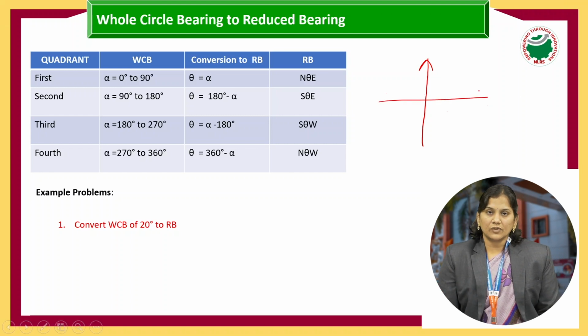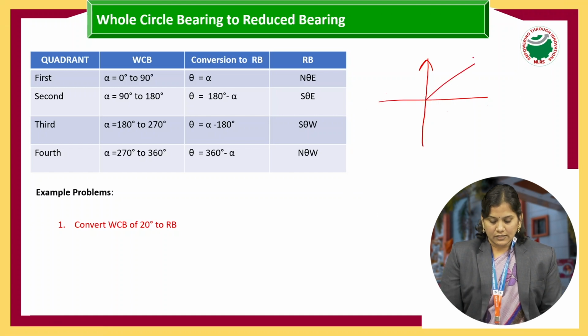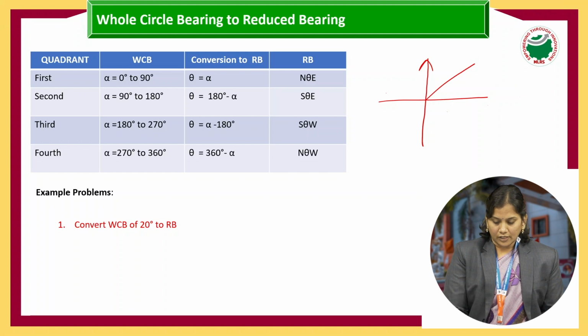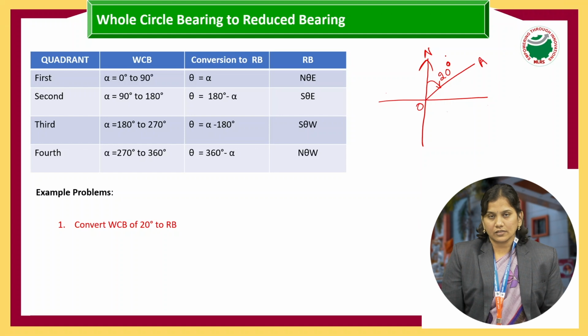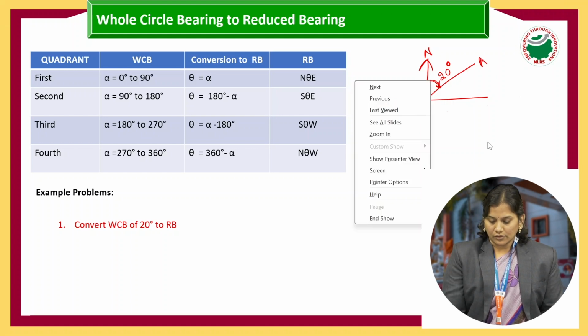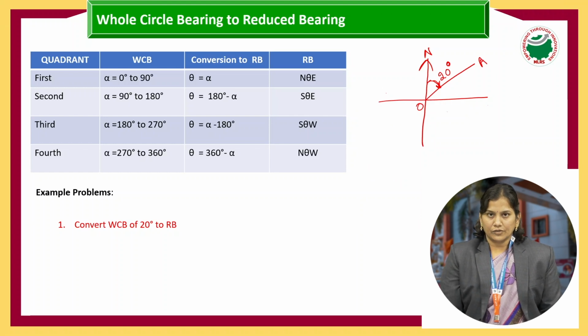20 degrees means in which quadrant the survey line is in? First quadrant. So if the survey line is in first quadrant, we are going to measure from north towards our survey line, and this theta value, this alpha value given as 20 degrees. We are measuring in clockwise direction. Now we need to convert this whole circle bearing into reduced bearing.